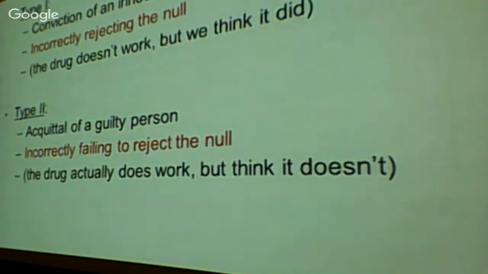Right? So type 1, conviction of an innocent person, incorrectly rejecting the null. The drug doesn't work, but we think it did. Right? The man didn't commit the crime, but we think he did. Type 2, acquittal of a guilty person, incorrectly failing to reject the null. Not incorrectly accepting, incorrectly failing to reject. Again, there's some logical nuances.